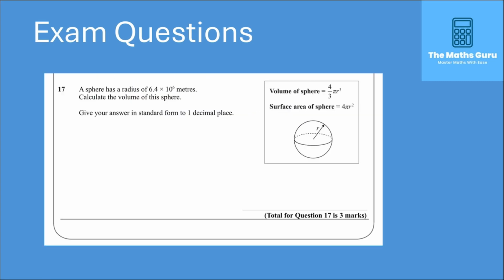Okay, looking at 17, it tells us a sphere has radius of 6.4 times 10 to the 6 meters. Calculate the volume. The volume is given by 4/3 pi times 6.4 times 10 to the 6 cubed. Now, if we put this straight into our calculator, this will give us 1.1 times 10 to the 21 meters cubed, because we're dealing in volume.